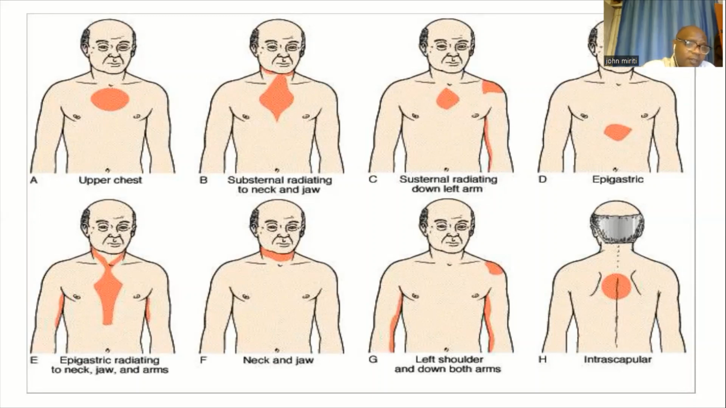In another presentation, the pain can be epigastric, radiating to the neck, the jaw, and also the bilateral arms. Sometimes the pain can be just on the jaw and neck only, and sometimes it can be on the shoulder and down the arms. And you remember that at that point, that is where the nerve which innervates the diaphragm and other viscera originates from. So it is very important.